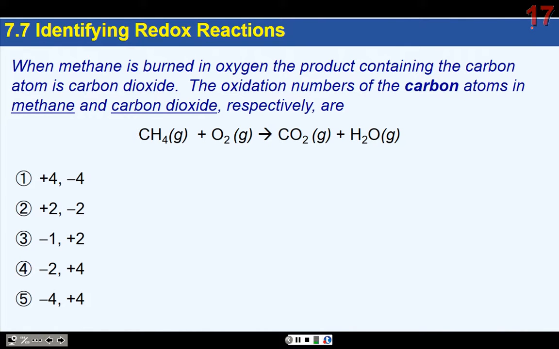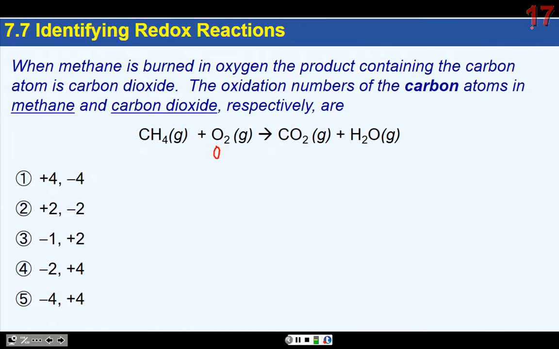So methane burned in oxygen. The product containing the carbon atom is carbon dioxide. We call this combustion. The oxidation numbers of the carbon atoms in methane and carbon dioxide respectively are what? Well, we need to think them through. I actually think I may have showed you this on the previous slide, but let's make sure we see them. The oxygen is the easy one because it is elemental oxygen, so it is nothing but 0, but we have to figure out what the carbon is in the two different cases.